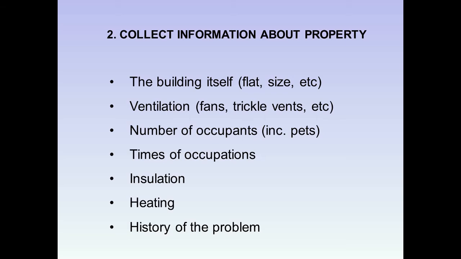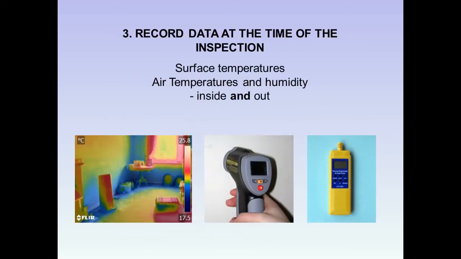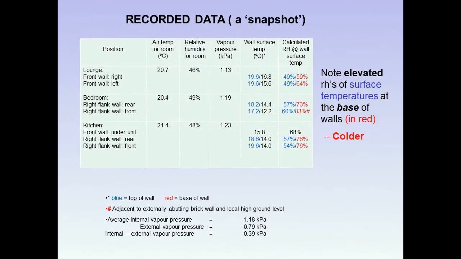The next thing one needs to do is to collect information about the property, building itself, ventilation, number of occupants, times occupied, insulation, heating, history of the problem. And then we start recording data. We can record data at the time of the inspection: surface temperatures, air temperatures and humidity, inside and out. Recorded data. This was from a snapshot.